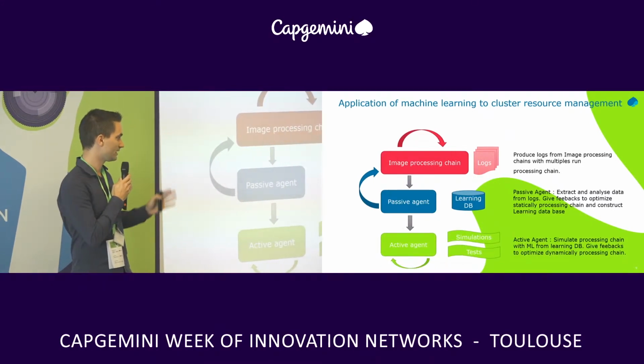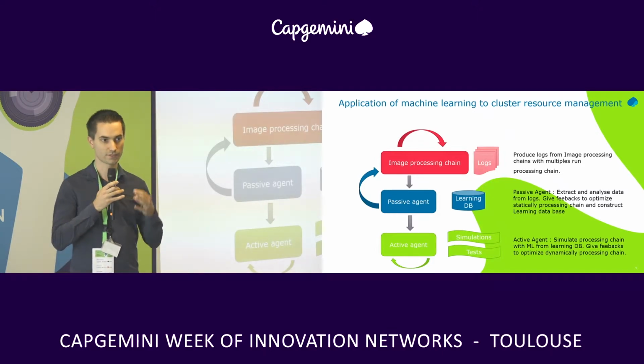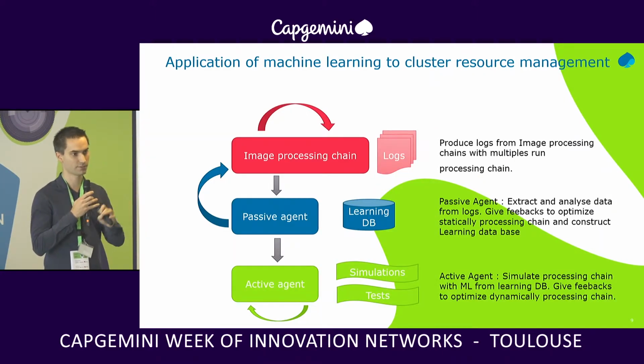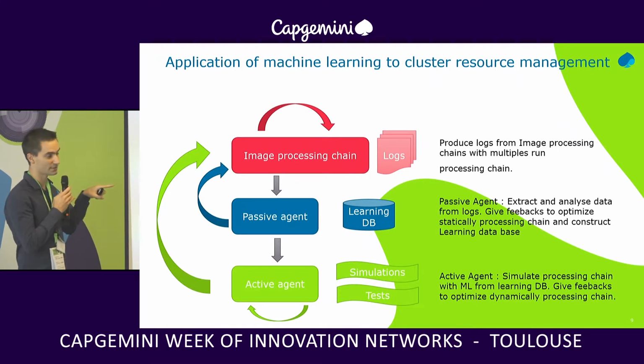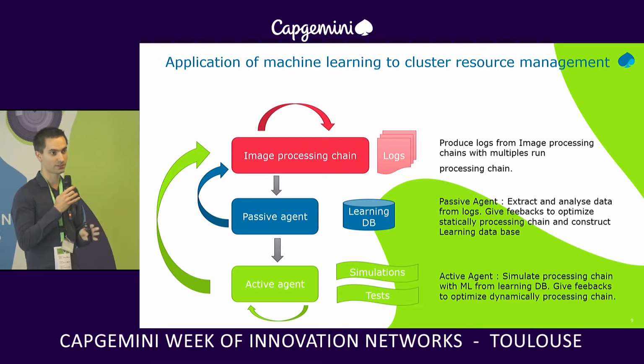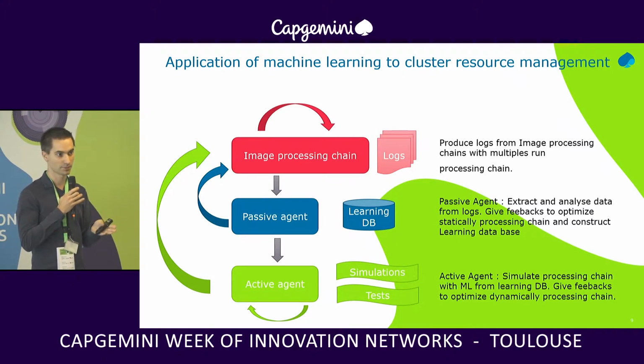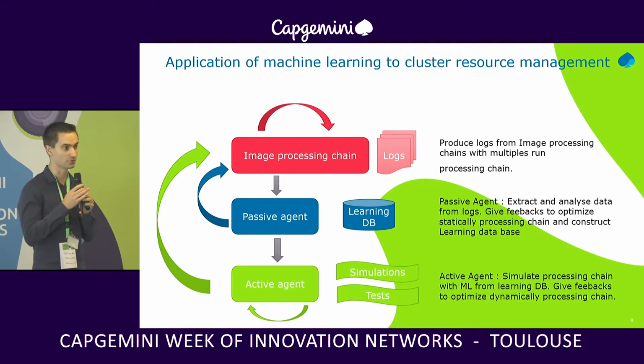The second step is based on the learning database. We have something, we say this job has this dimension. Now we have to orchestrate them. So with simulation and tests, we have an active agent, an intelligent agent, who could give feedback to the image processing chain to say the perfect order is not A, B, C, but maybe B, C, A. We don't know. And we have a lot of chains launched in parallel, and maybe the solution could be AA, BB, CC. It's better than ABC and ABC.